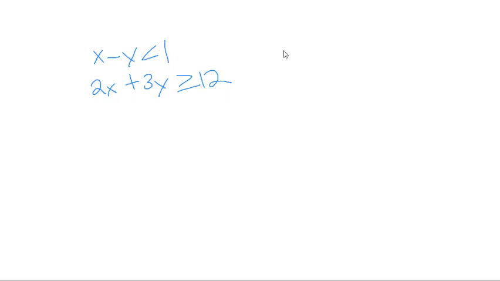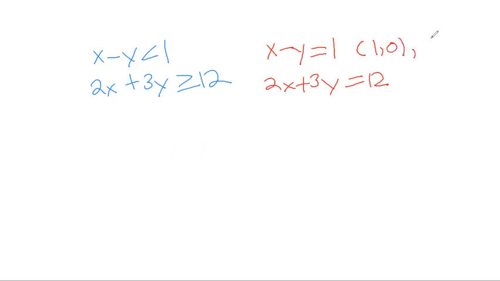Imagine there's an equal sign here. So I'll pick a different color for that. I don't know, let's pick red. So imagine I have x minus y equals 1 and 2x plus 3y equals 12. So what do I do? I pick points. Well, x and y intercepts. So for this one, I know that my x-intercept is going to be the point 1, 0. And the other point is going to be 0, -1 for my y-intercept.